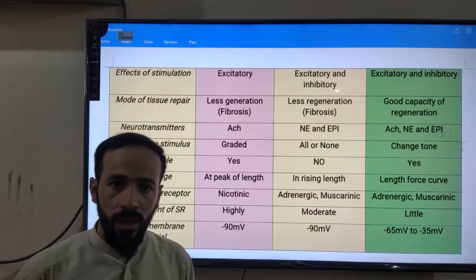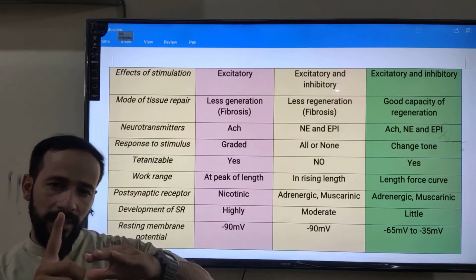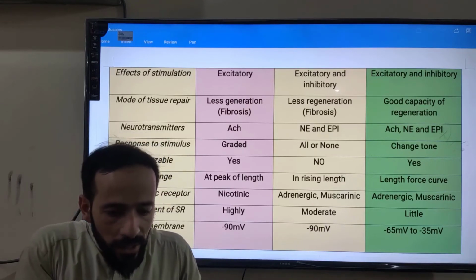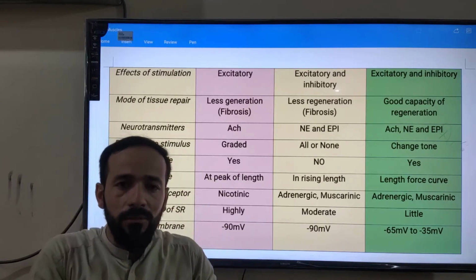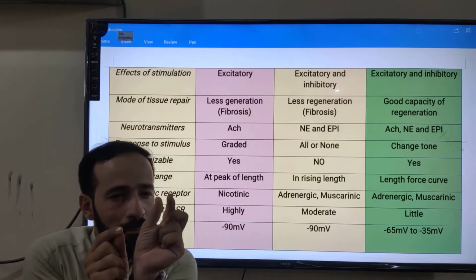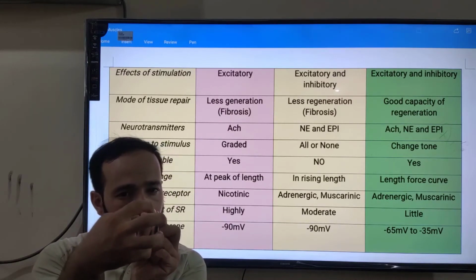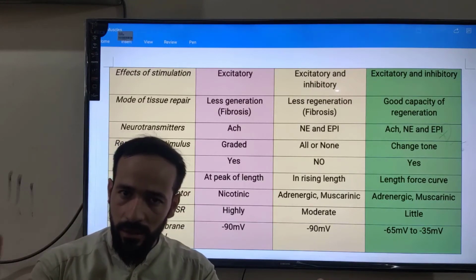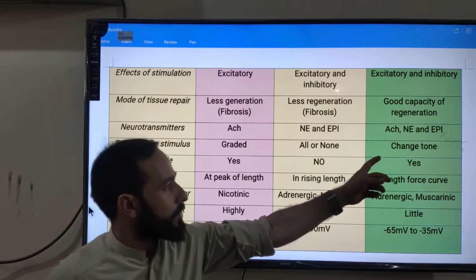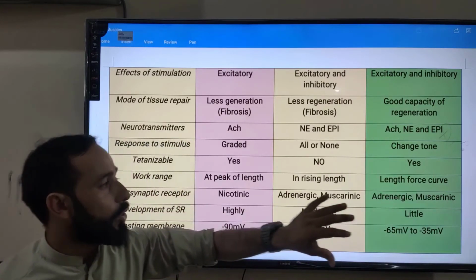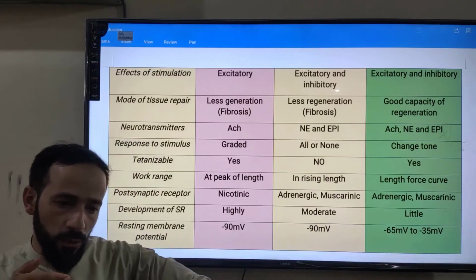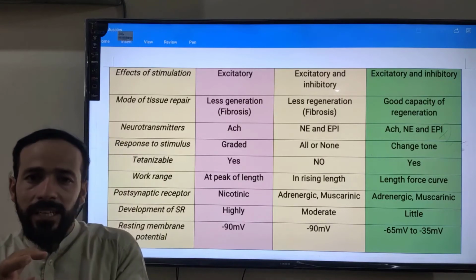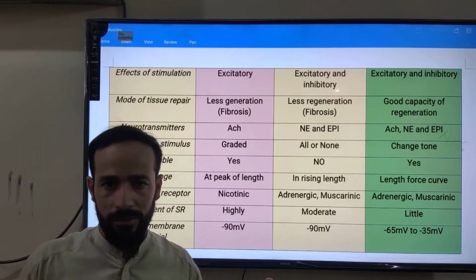All or none means if you stimulate one cell, that cell through the gap junctions will stimulate all the cells. So suddenly all the muscle will contract and all the muscle will relax. So it means if you stimulate one part of the heart muscle, that will cause the stimulation of all parts of the heart muscle, and all the heart muscles will contract and relax. Right. In case of smooth muscles, they change their tone. What does it mean by change their tone? If you increase calcium influx, they will increase contraction. If you decrease calcium influx, they will decrease contraction.